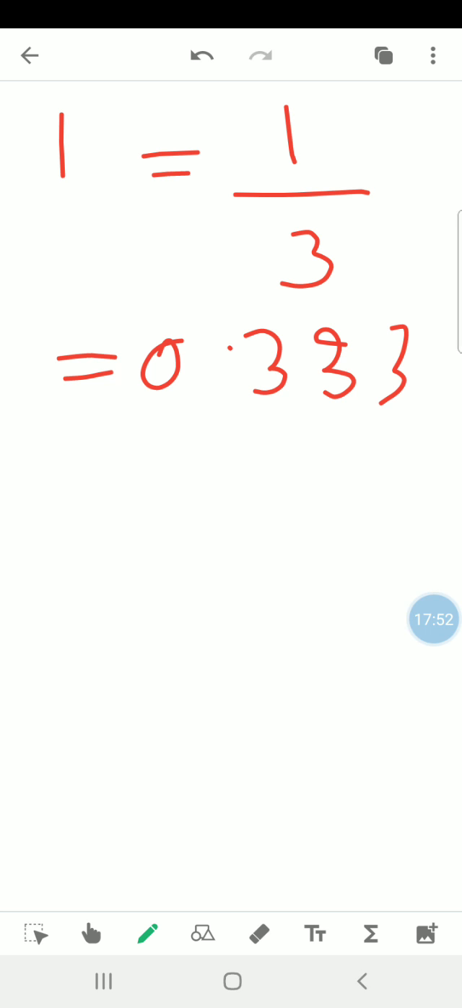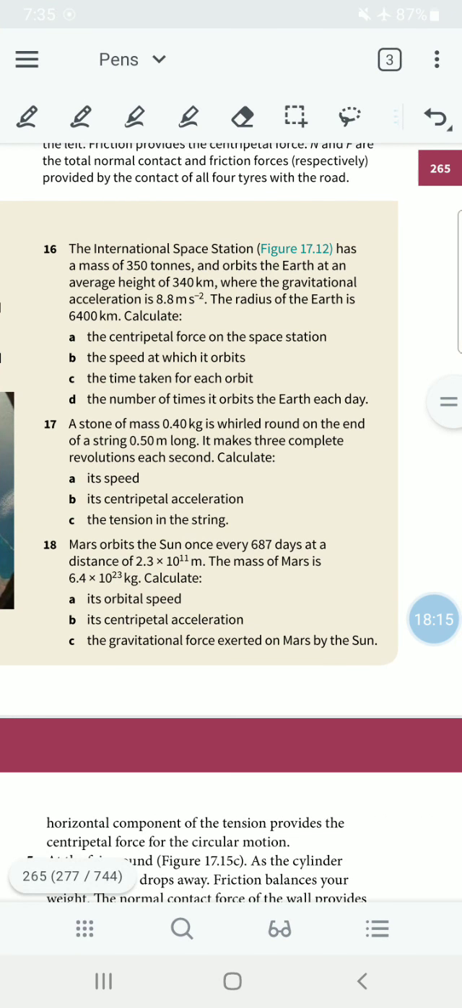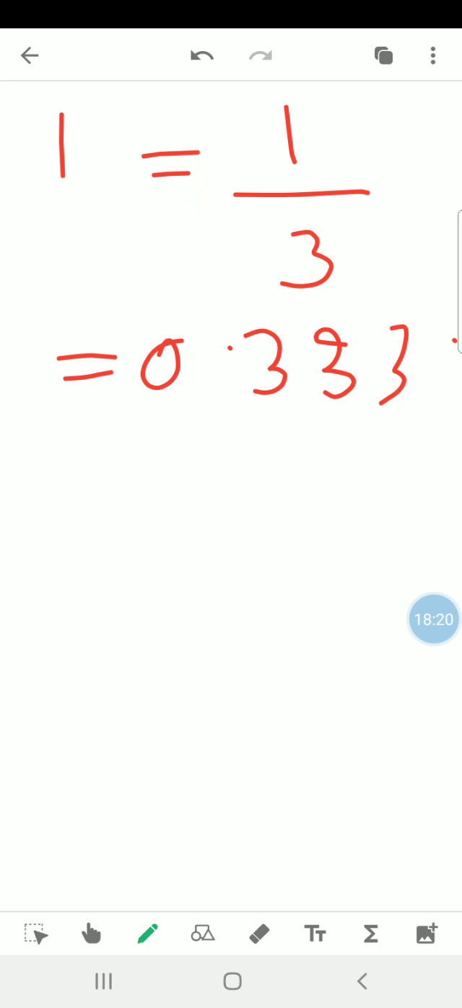It goes on for more, but you can use either 1 upon 3 or 0.333. That would give more or less a similar value. Now they are asking for its speed. So let's try to figure out the speed. To find the speed, what is the equation for speed? Speed equals distance upon time, right? Speed equals distance over time.